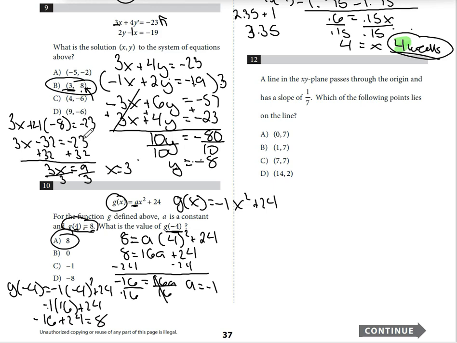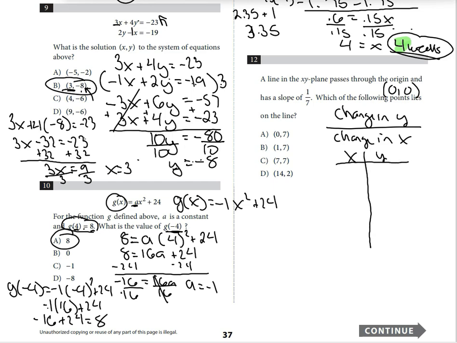All right, for number 12, a line in the xy plane passes through the origin. So we know our origin is just 0, 0, and has a slope of 1/7. Which of the following points lie on the line? So we know our slope is our change in y over change in x. So let's set up a table to figure this out.